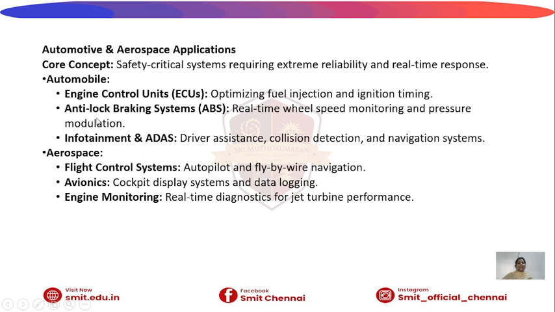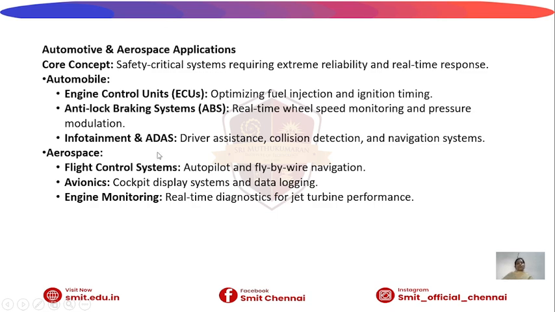Next is the anti-lock braking system, which is also very important in a car, with real-time wheel speed monitoring and pressure modulation. Next are infotainment and ADAS: driver assistance, collision detection and navigation systems. These three are very important in the automobile industry, and these are all applications of sensors and also the DAQ system.